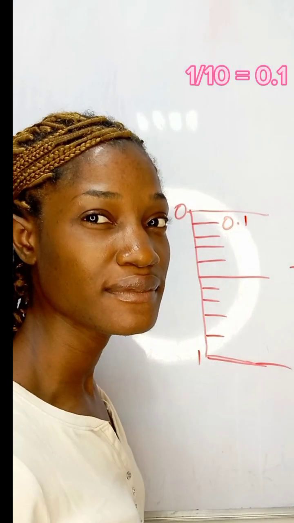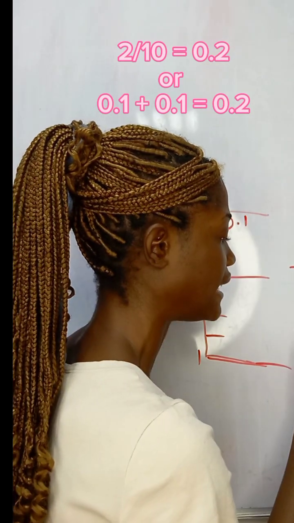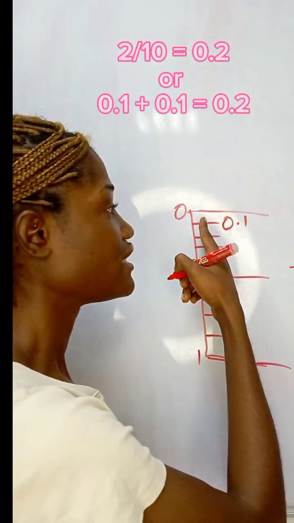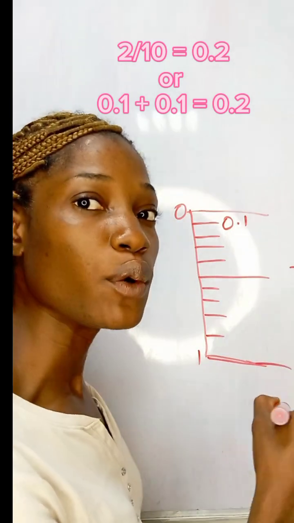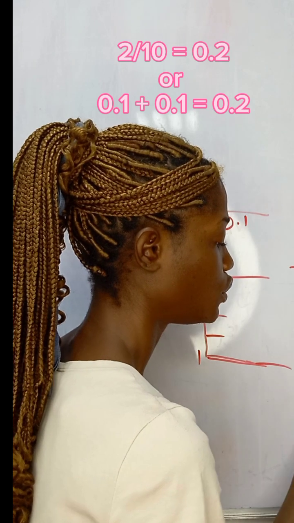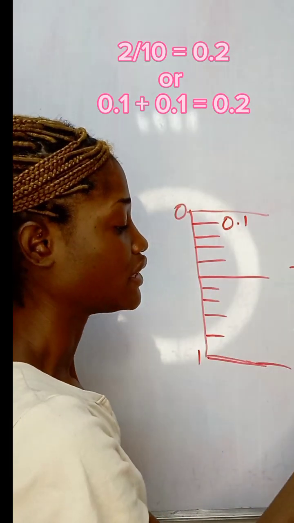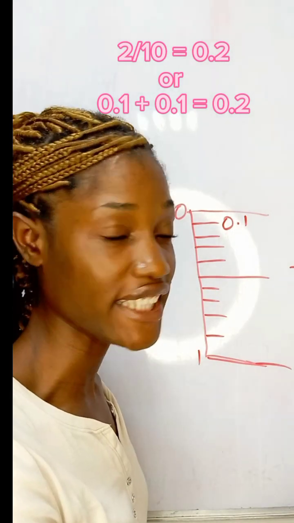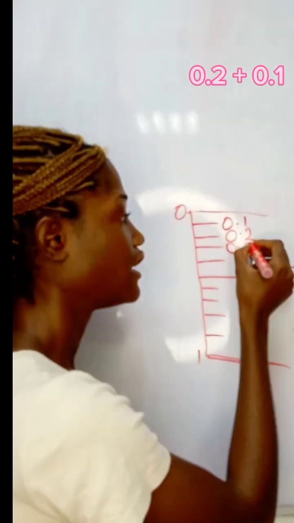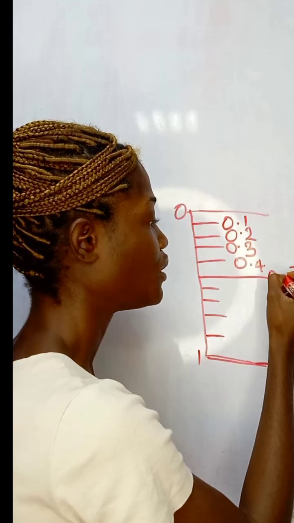Now to get the next stroke, you either do 2 divided by 10, which gives 0.2, or since the first one is 0.1, the next one will be 0.1 plus 0.1, which gets 0.2. If you use your calculator, you get it. So here is 0.2. The next one is 0.3, the next one is 0.4, and then this big one is 0.5.